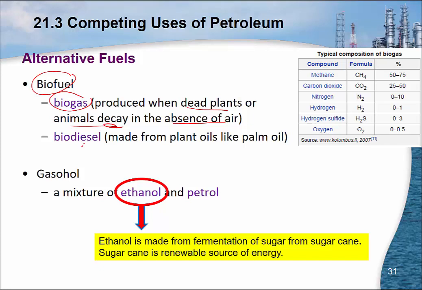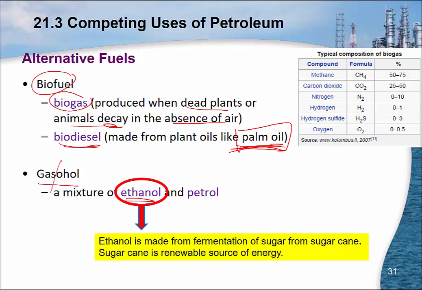You learned that before. But biodiesel is made from plants like palm oil. That's the reason why palm oil has become a very valuable commodity. In the past, nobody knew how to use it, but then they realized they can squeeze out the oil from the seeds, and this oil can be turned into biodiesel, which can be used for power plants.